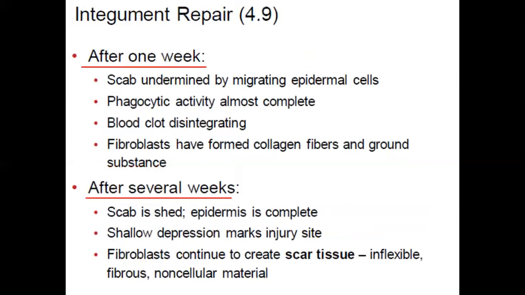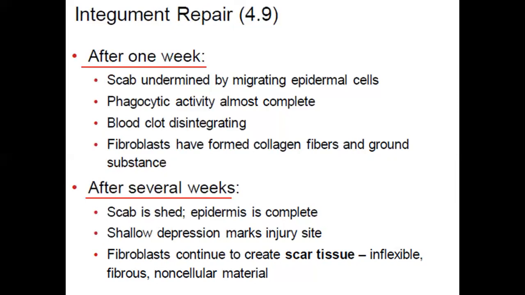After about a week, the scab basically gets replaced by the migrating epidermal cells, the cells of the stratum basale that start to produce new skin. Phagocytic activity is almost complete, so the infection should be clear. Any infection or any damaged cells or debris should be cleared. The blood clot should disintegrate, and fibroblasts have formed collagen and ground substance. Remember, ground substance is the fluid component of connective tissue. So you're basically just repairing and replacing the damaged tissue.